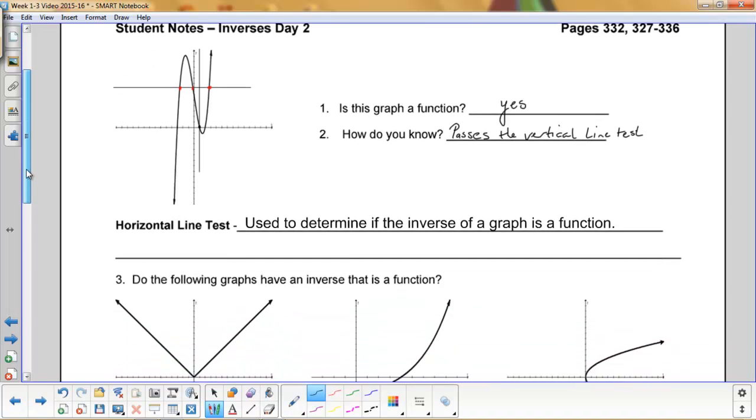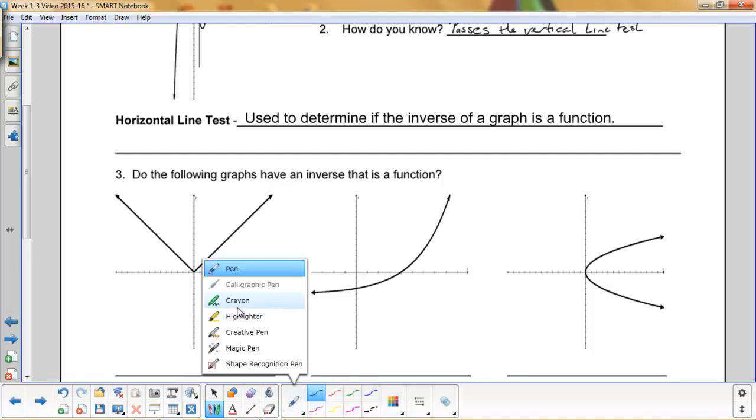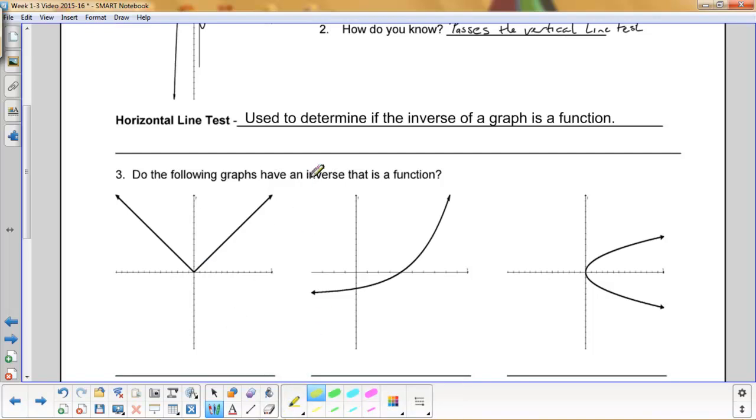So let's go ahead and take a look at a few more examples to see if the following graphs have an inverse. That's the key to the horizontal line test, is determining if the inverse is a function. So the answer to question number 1 will be no. I'll draw myself a horizontal line through this absolute value function. Notice that it passes through twice.